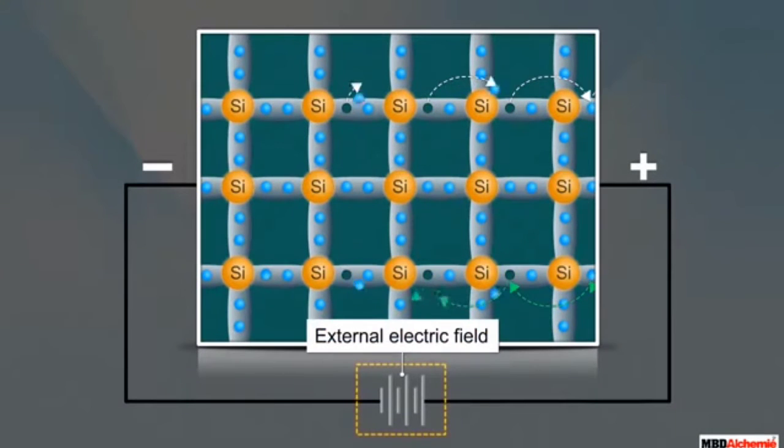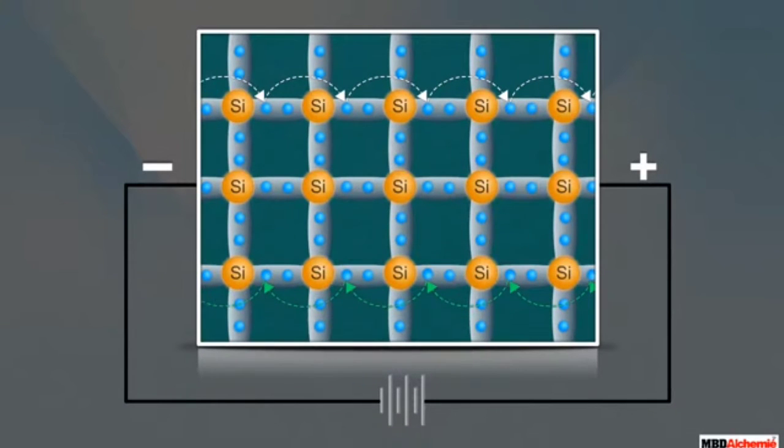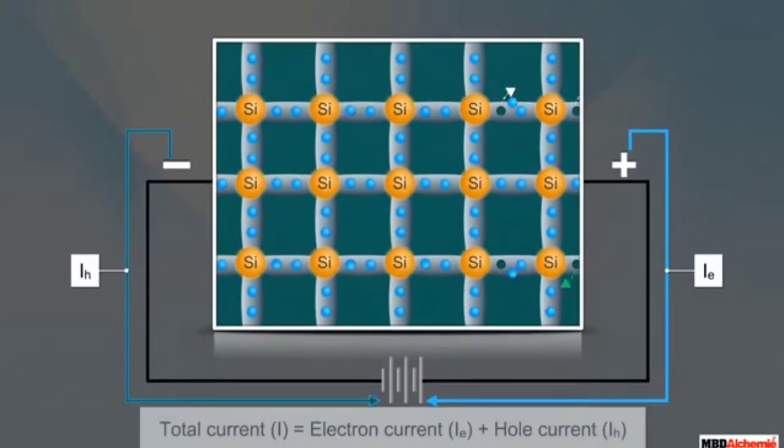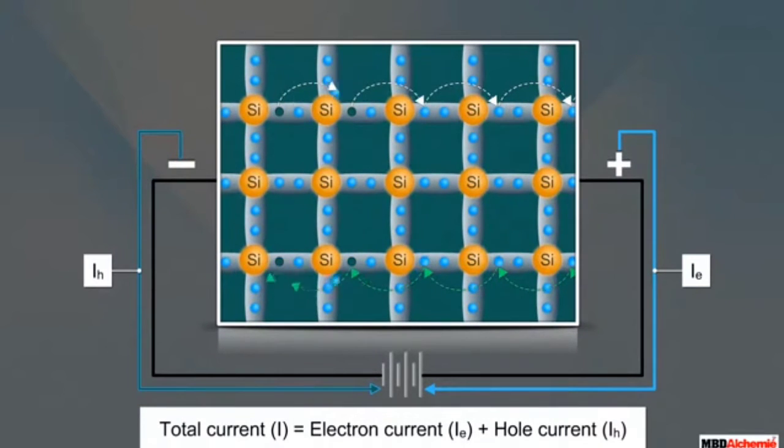When an external electric field is applied to the intrinsic semiconductor, the electrons start moving towards the positive terminal of the battery and the holes start moving in the opposite direction, that is, towards the negative terminal of the battery. The movement of electrons gives rise to an electron current, I_E, and the movement of holes gives rise to a hole current, I_H. The total current I in the semiconductor is the sum of the electron current, I_E, and the hole current, I_H.